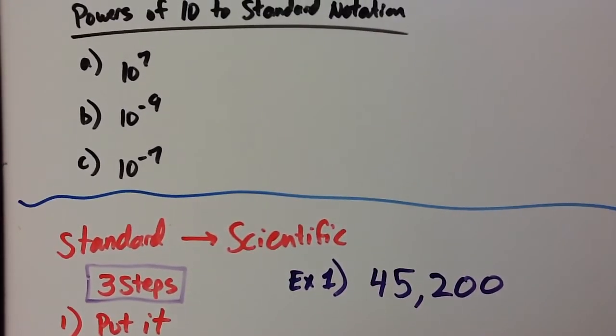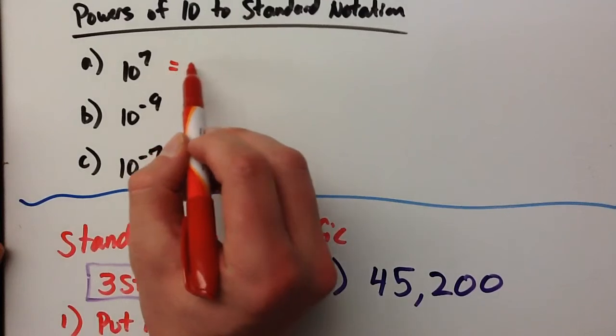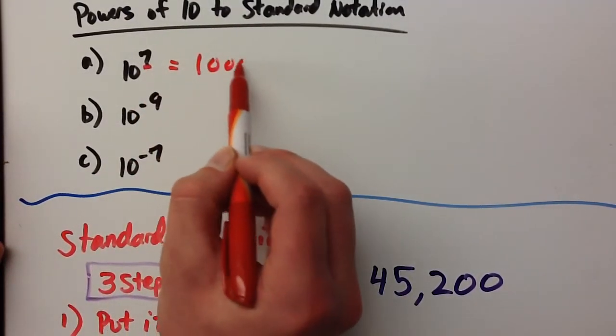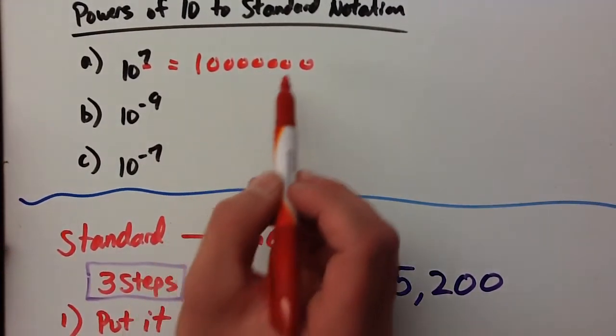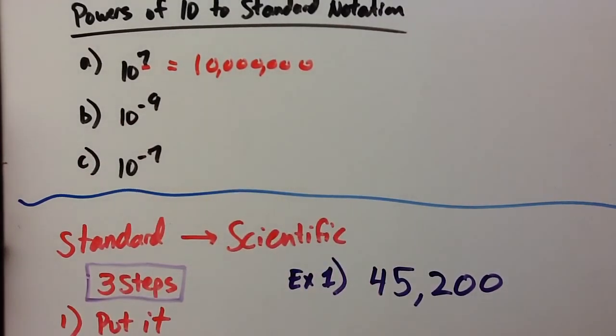Okay, now let's go with powers of 10 to standard notation. So A, B, and C here, these are all powers of 10, and I want to write them in standard notation. So I have 10 to the 7th. That means I'm going to have a 1 with how many zeros after it? This many. So 1, 2, 3, 4, 5, 6, 7, and then you can figure out where your commas go from there, right? 1, 2, 3, 1, 2, 3. So 10 million.